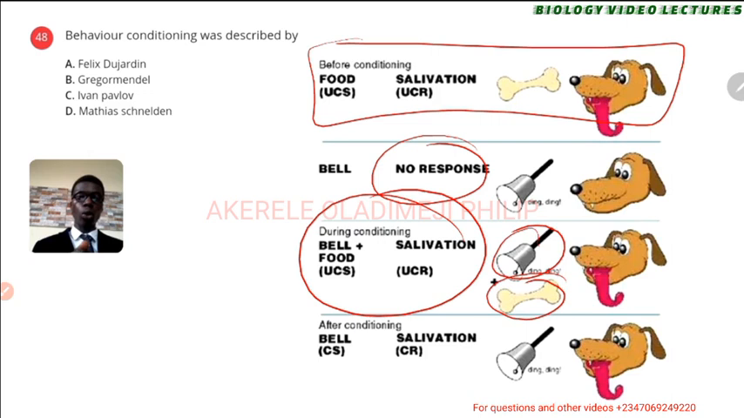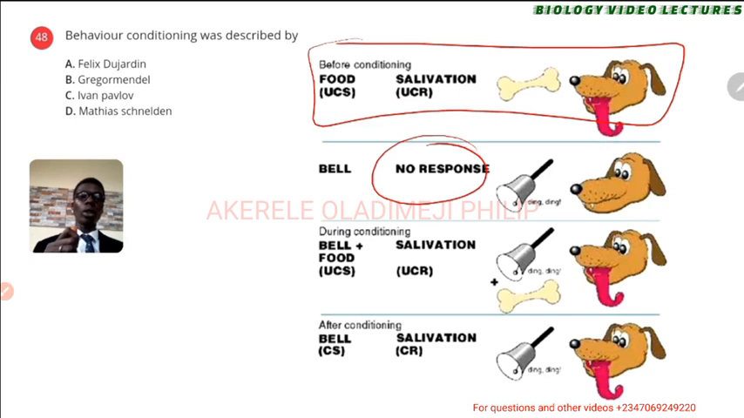All right. So the bell plus food will lead to salivation. Which means the animal has now associated sound, which is auditory, with the bones. And the response it gives is to salivate, which means it expects food to come. After he had done that for a while, he rang the bell alone, and the animal still salivated. That means it has conditioned sound with the bone. So even without the food, once it hears the bell alone, it's going to salivate, thinking there's going to be food. So the man that did that is Ivan Pavlov.